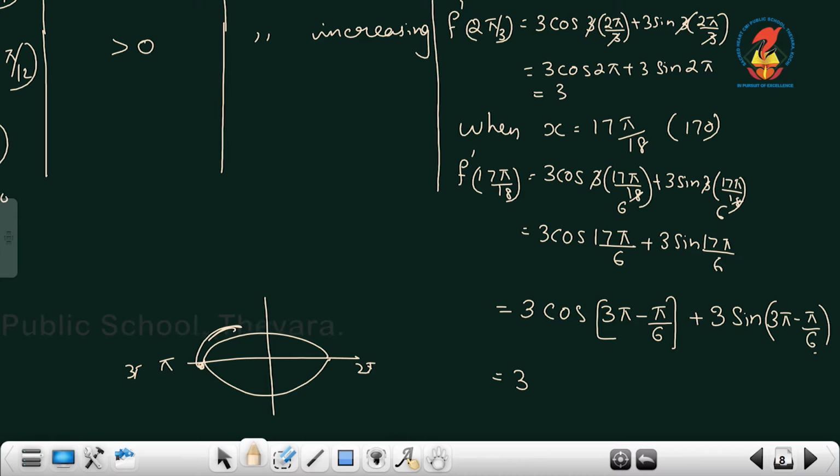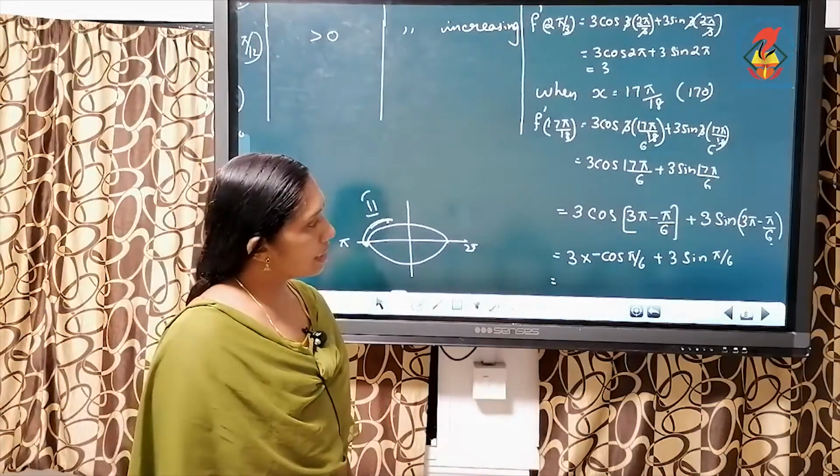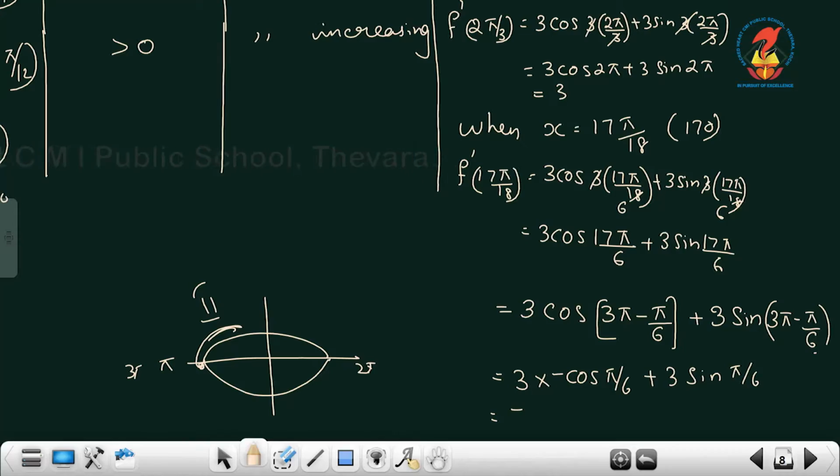3 pi minus pi by 6 is in the second quadrant. In the second quadrant cos value is negative. So 3 into minus cos pi by 6. Then plus 3 into sin of 3 pi minus pi by 6; in the second quadrant sin is positive. So sin pi by 6. What is cos pi by 6? Cos 30. Sin 30 is 1 by 2, but cos 30 is root 3 by 2. So minus 3 into root 3 by 2 plus 3 into 1 by 2.